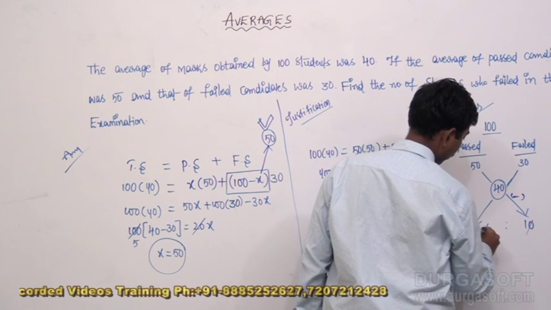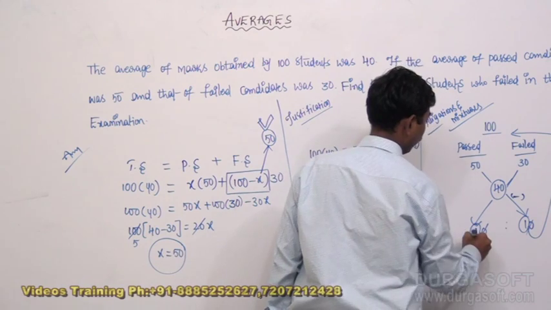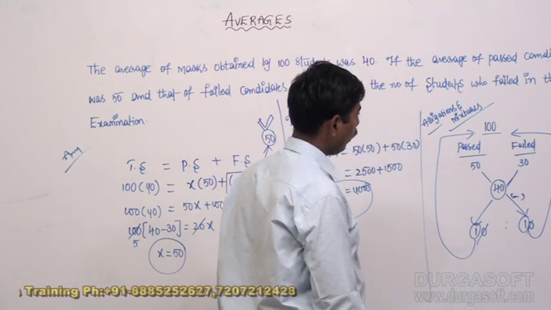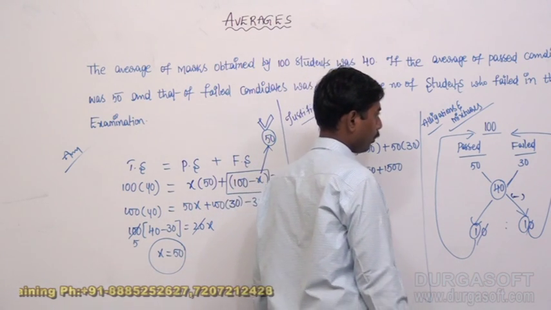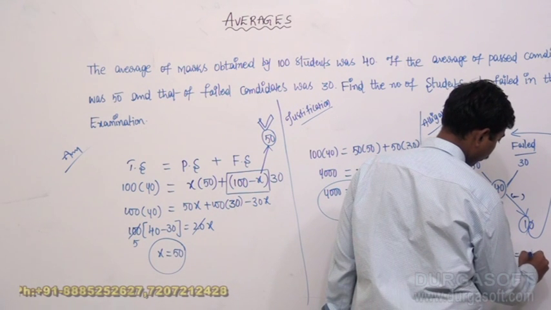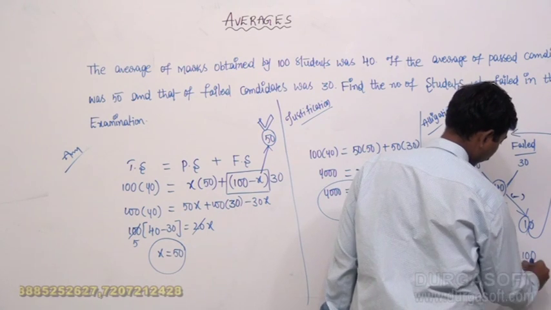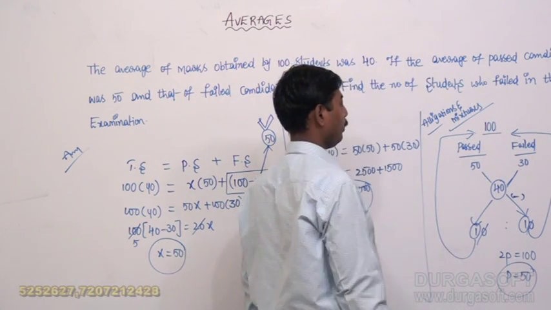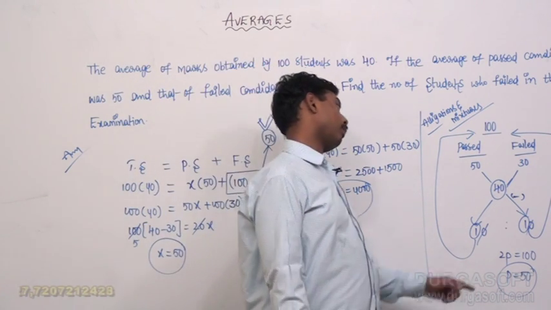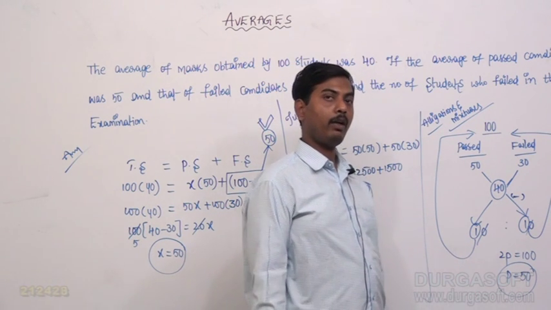That means 1 part of the people qualified in the examination and 1 part failed. Total how many parts? 2 parts. 2 parts equals 100, so 1 part equals 50. How many parts of people failed in that exam? 1 part. 1 part means 50 students failed in that examination.